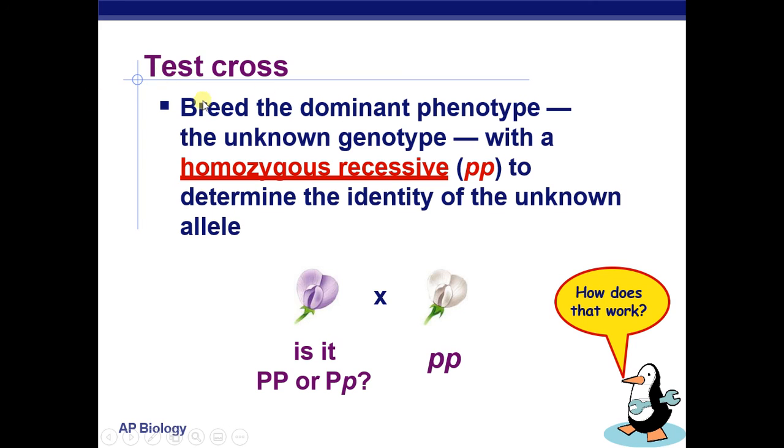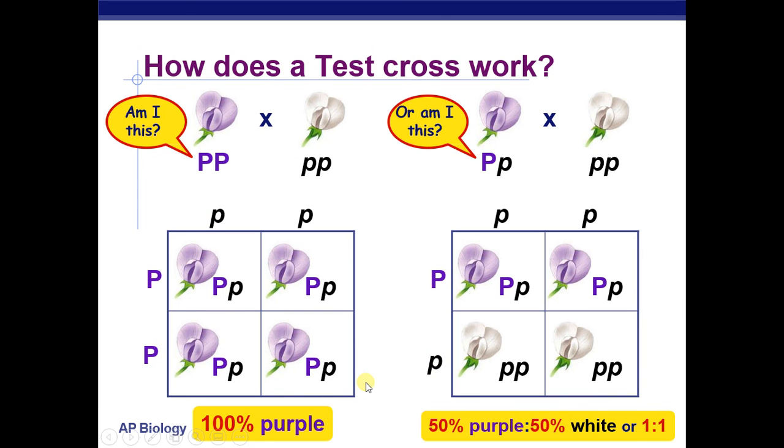So this is called a test cross. So in your book and my videos going forward, when it says that you're completing a test cross, that means you're breeding something that you know is a dominant phenotype, but you don't know its genotype, and you're crossing it with a known homozygous recessive individual. And by doing this, you are able to determine the identity of the unknown allele. You'll be able to figure out whether this flower is homozygous dominant or heterozygous. So let's see how that would work.